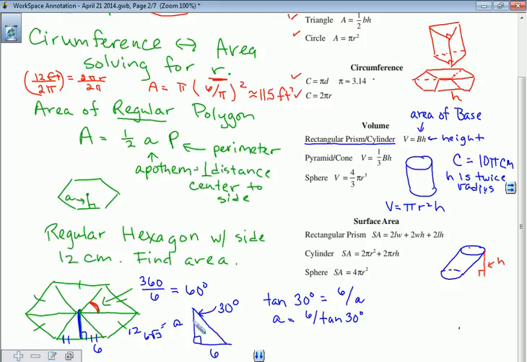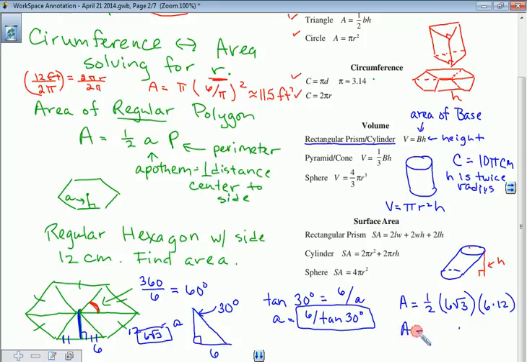All right, so now we know the apothem. And if one side is 12, what would we multiply that by to find the perimeter? 6. So the area equals 1/2 the apothem, which we could either use this if we didn't remember special rights, times the perimeter, which is 6 times 12.